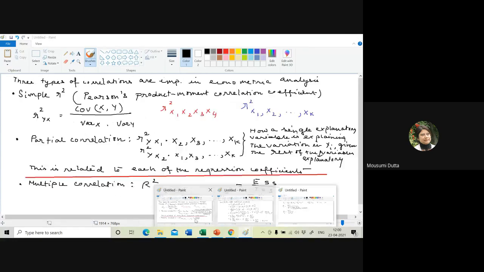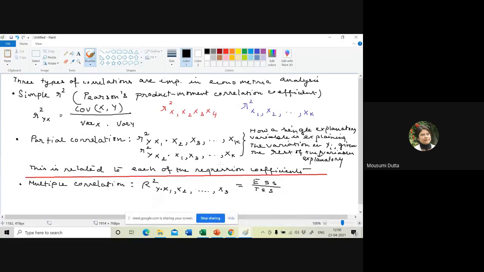Okay? Are you understanding this line? This notion is related to each of the regression coefficients. Is it okay, or do I need to explain it once again?